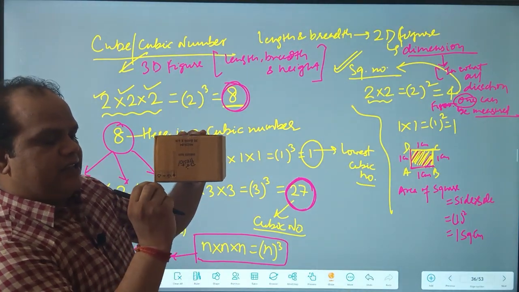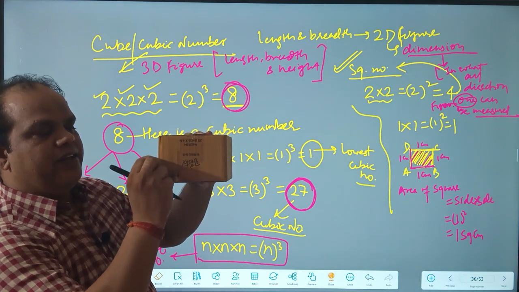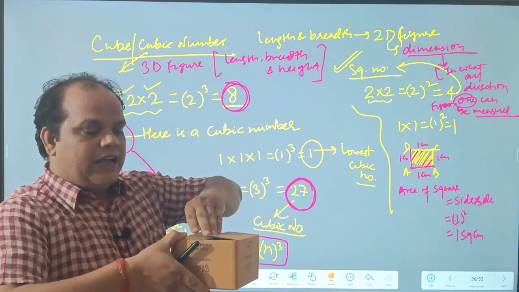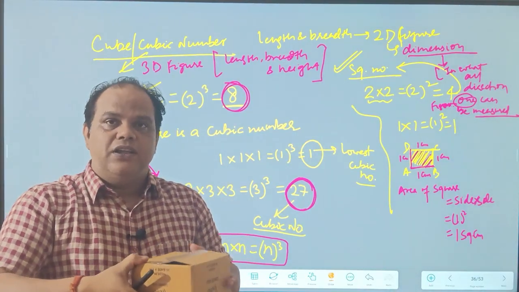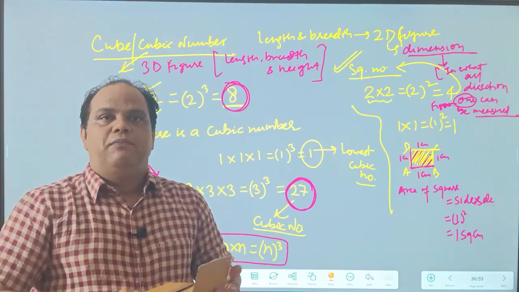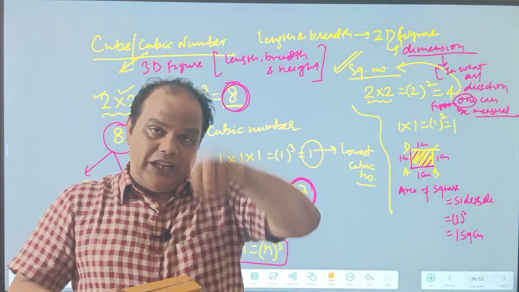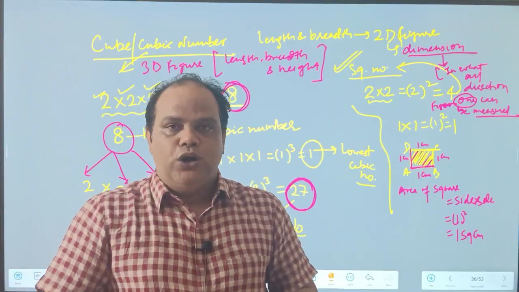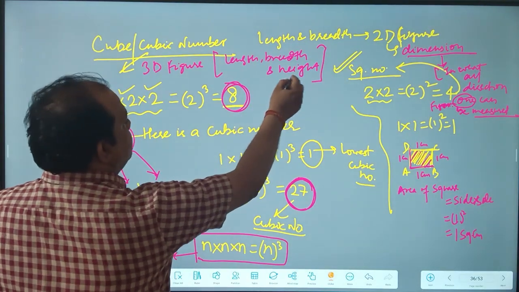The moment, let's say there is no height, it is simply a plain area. But the moment you get the height, it means it has some volume. So in this figure, you can put something inside it. But on the textbook page, you can put something on the surface, not inside the surface. So this is called the 3D figure, where we have length, breadth and height.